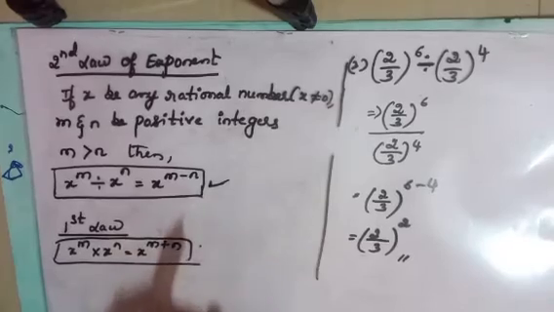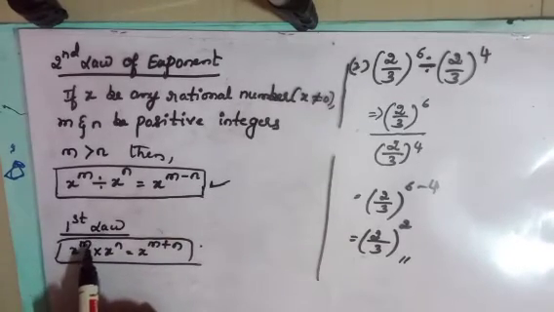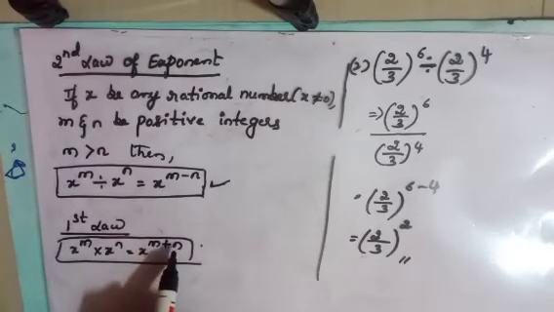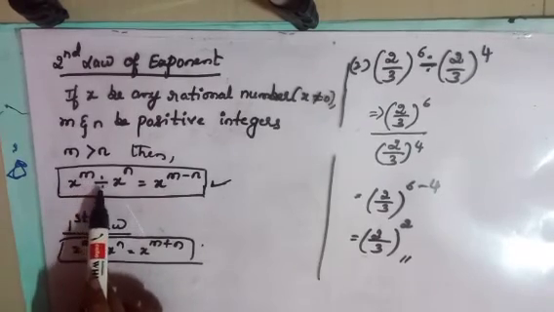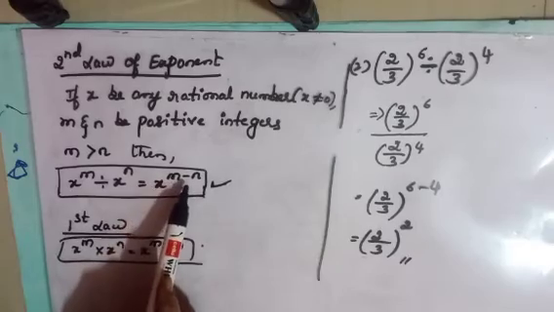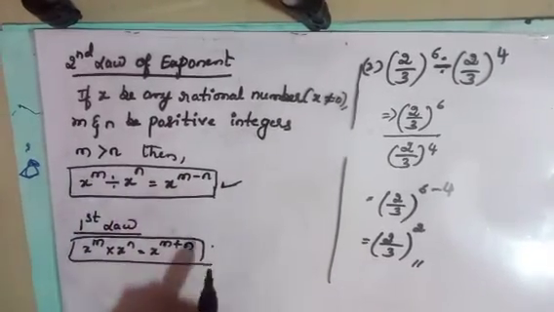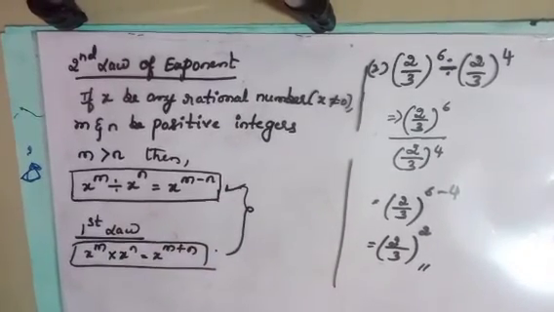So in this class we covered the first law of exponent, that is x to the power of m into x to the power of n equals x to the power of m plus n, and the second law of exponent, x to the power of m divided by x to the power of n equals x to the power of m minus n when m is greater than n. So in this class we learnt about the first law of exponent and the second law of exponent.